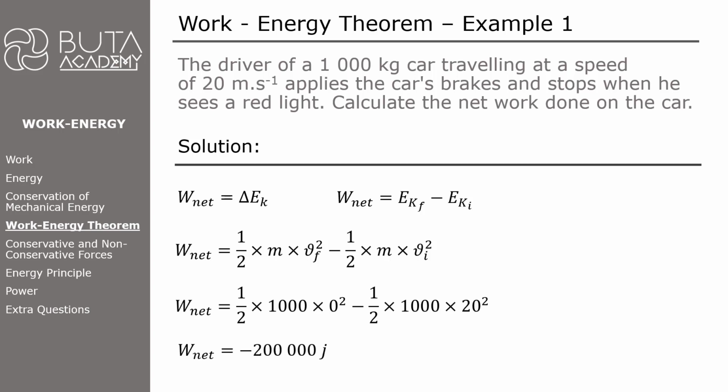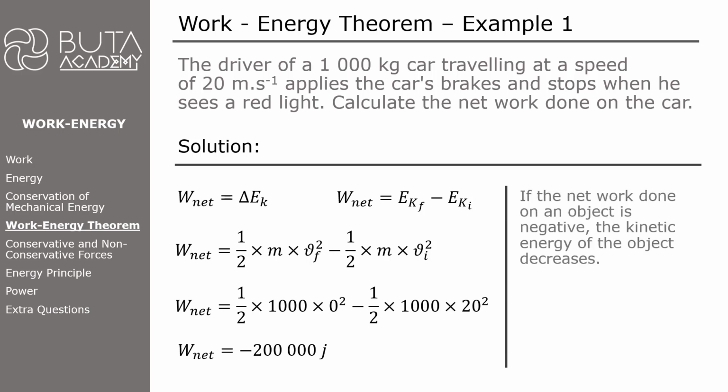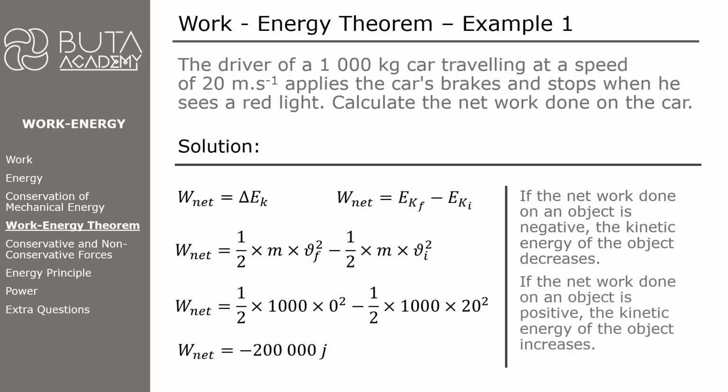We can notice that the net work has a negative value, while its velocity, and depending on the velocity, its kinetic energy decreases. The outcome of this observation is that if the net work done on an object is negative, the kinetic energy of the object decreases. Otherwise, if the net work done on an object is positive, the kinetic energy of the object increases.